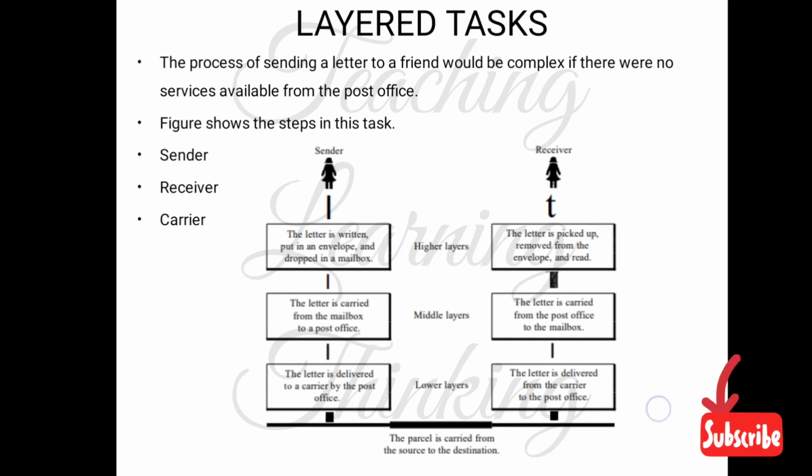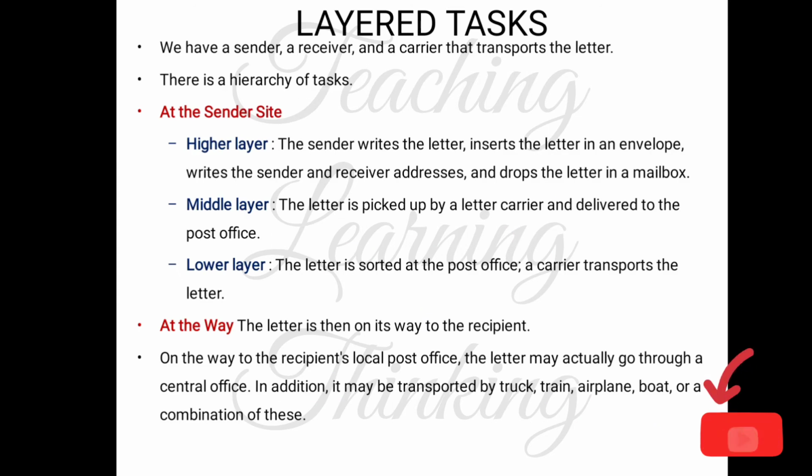We can say that we have a sender, a receiver, and a carrier that transports the letter. There is a hierarchy of tasks. At the sender side: higher level, mid layer, lower layer. So at the higher layer, the sender writes the letter, inserts the letter in an envelope, writes the sender and receiver address, and drops it in the mailbox. In the middle layer, the letter is picked up by the letter carrier and delivered to the post office.